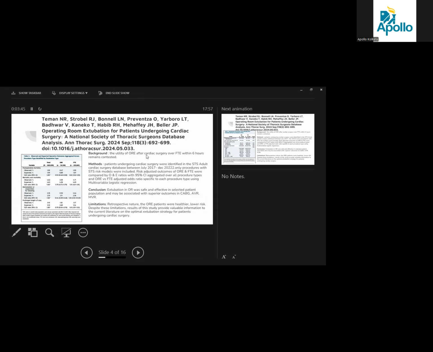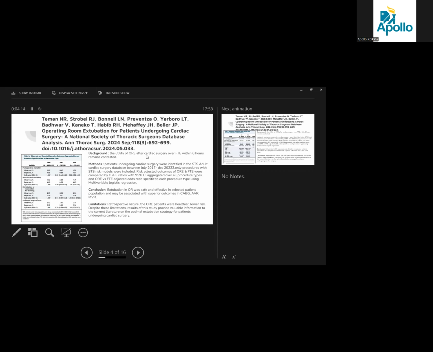So another study, Timmon and co-workers did a study on operating room extubation for patients undergoing cardiac surgery. This study gives us an insight if it makes a difference between fast-track extubation and OR extubation. The background of the study was to assess the utility of operating room extubation after cardiac surgery over fast-track extubation within 6 hours, which remains contested.